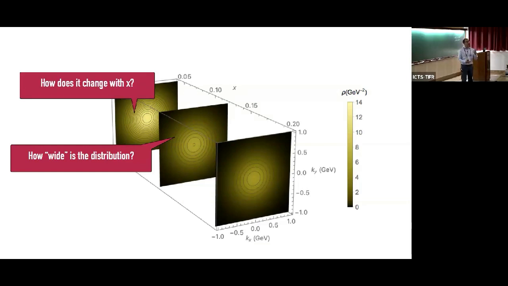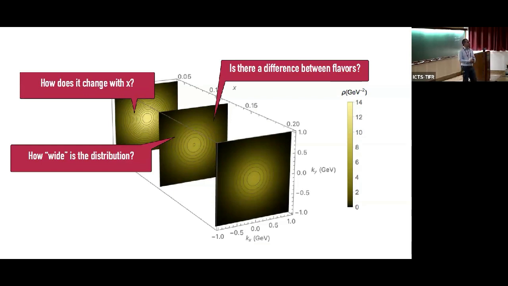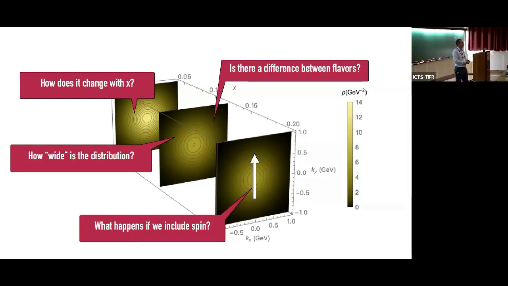The other question is, what happens if we change x? Is this width staying the same at different x? Is it becoming larger or narrower? And then there is also the question, is there a difference between flavors? Do up quarks have more transverse momentum on average than down quarks, for instance? And eventually also, what happens if we include spin? Does the distribution get distorted by the presence of spin or not? These are all questions that we have just started answering. And as you will see, we don't really have a clear answer to all of these questions. And the EIC will help us immensely to answer them.